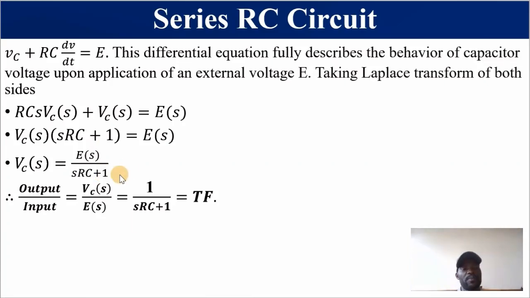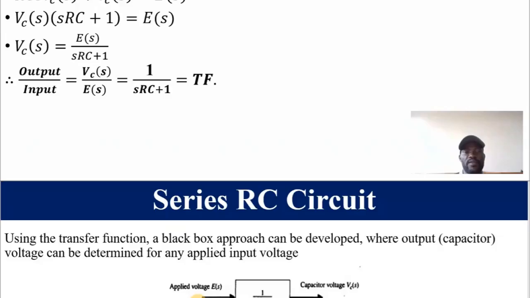So we are now going to form a transfer function. We know that the transfer function is the Laplace transform of the output divided by the Laplace transform of the input, in this case voltage. Our output voltage is the voltage across the capacitor, the input voltage is the supply voltage E of S, so it is going to be 1 divided by SRC plus 1.